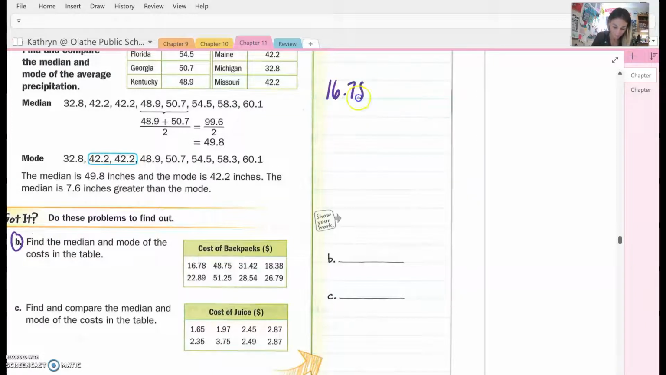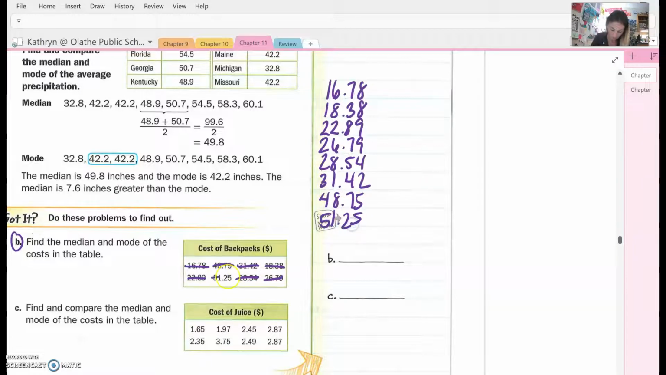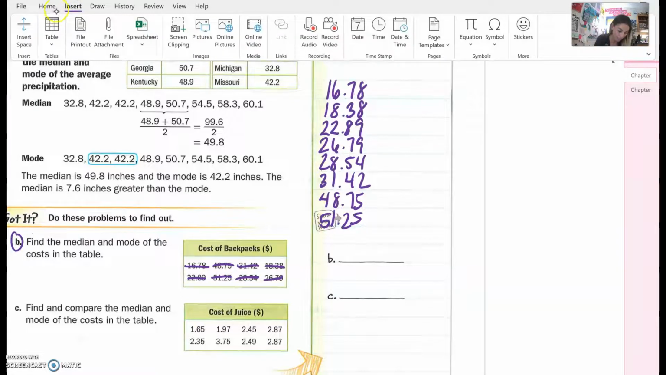Okay, so the first one is 16.78. And then I'm going to cross that one off. Looks like the next one is 18.38. I'm going to cross that one off. The next one after that looks like 22.89. Cross that one off. Oops, I'm sorry. That should be 26.79 first. And then it should be 28.54. And then 31.42, and then 48.75, and then 51.25.